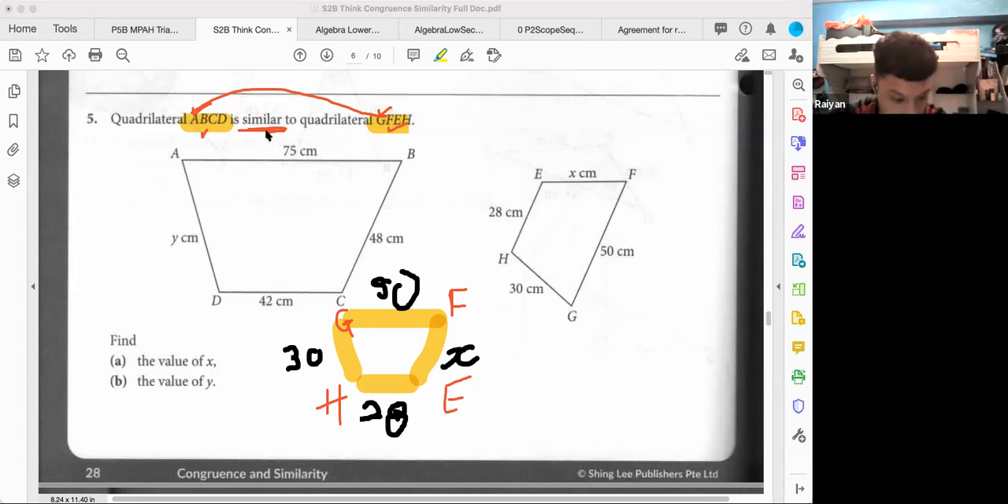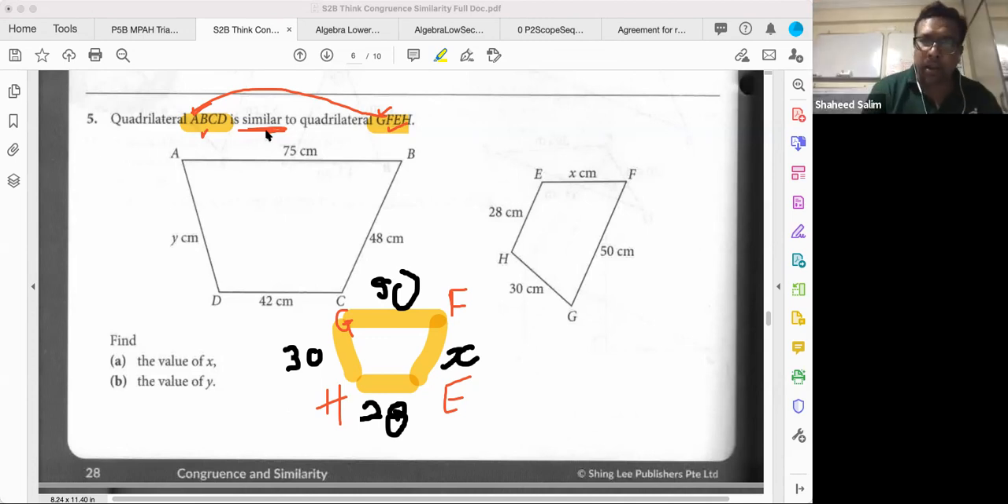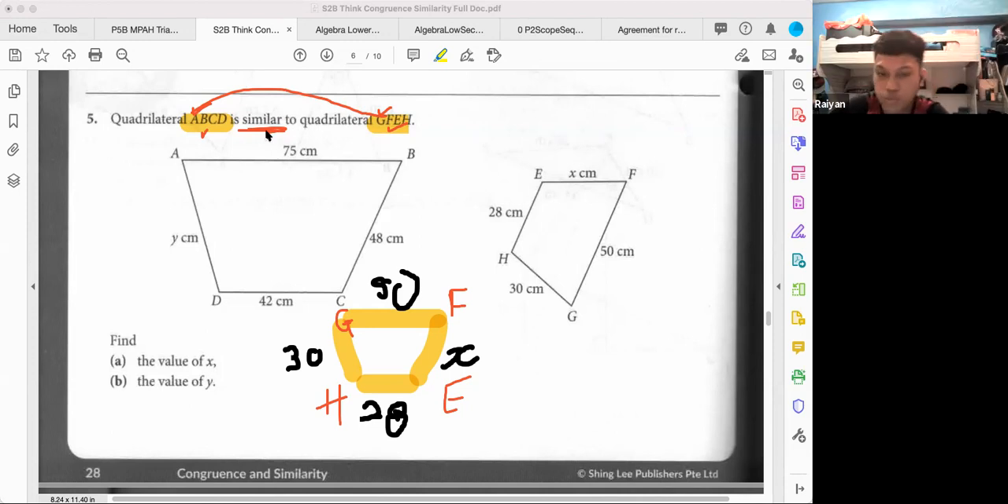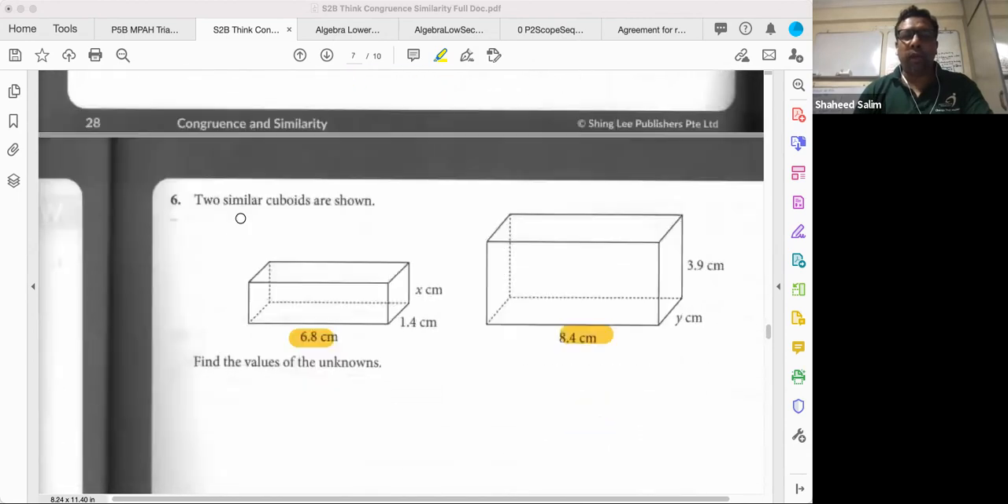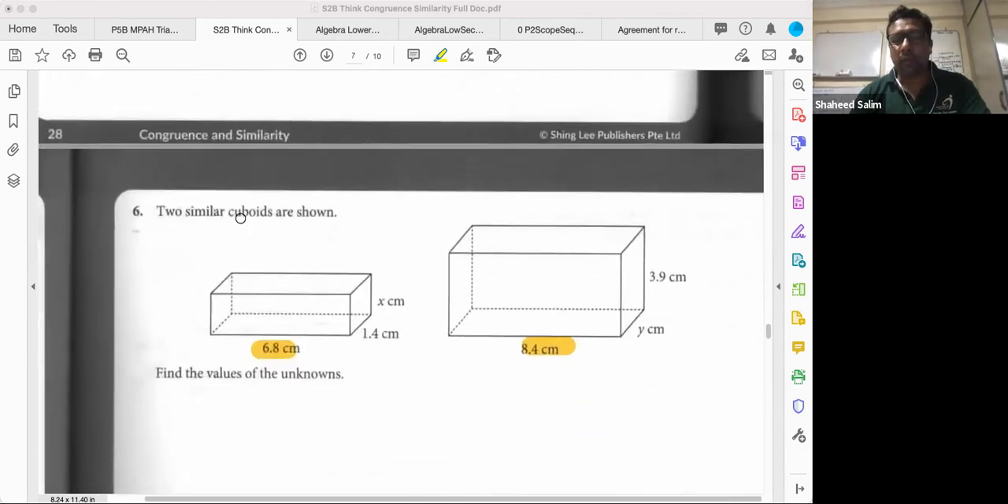Y is 45 cm. Good. Okay, what about X? $32. Well done. It's easy, right? Once you get the hang of it, it's not tough. So, okay, we try now. We move on. Now the same thing here. Same thing, because they already tell you it's similar now.